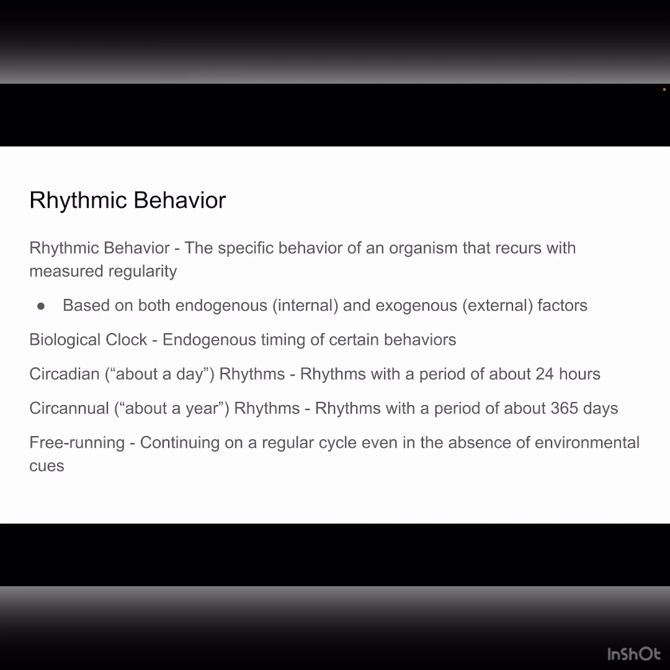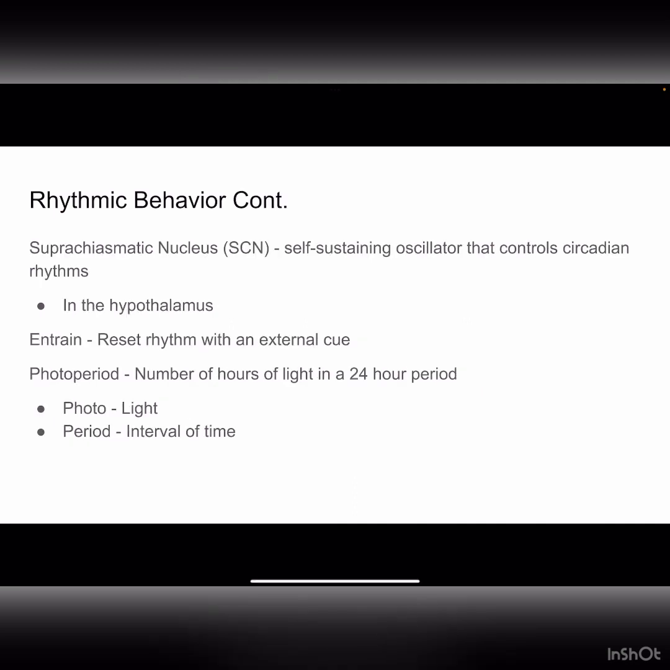our terms. The suprachiasmatic nucleus, abbreviated SCN, is a self-sustaining oscillator that controls circadian rhythms. Pretty much, it's the thing in your brain that controls your biological clock and times your circadian rhythms. It's located in a part of your brain called the hypothalamus, which controls things like heart rate, body temperature, and hunger.